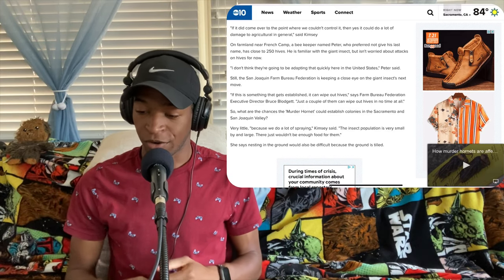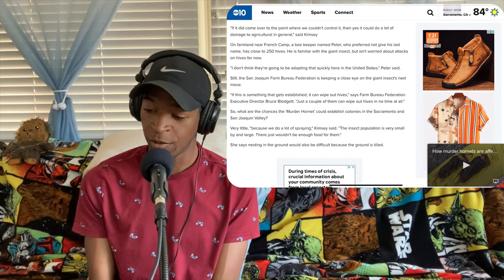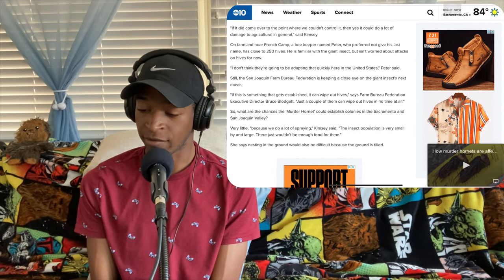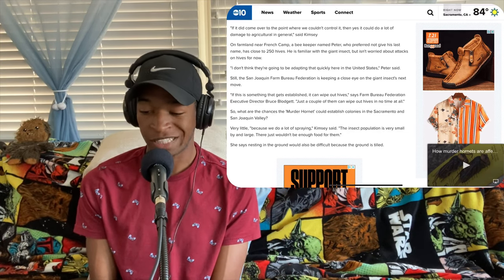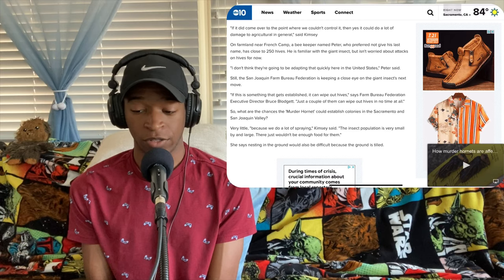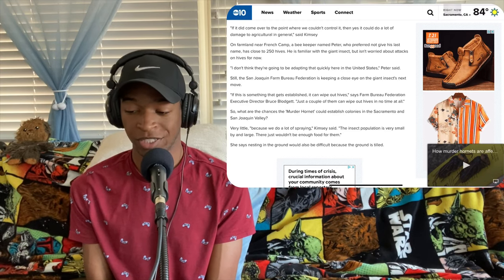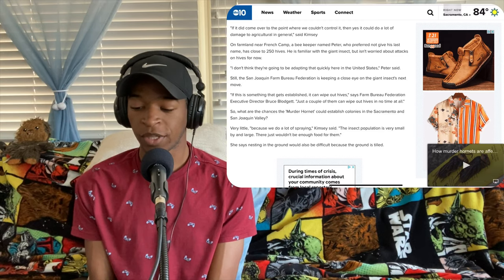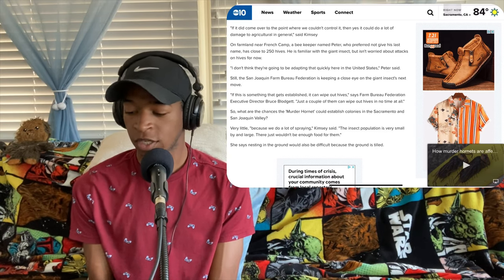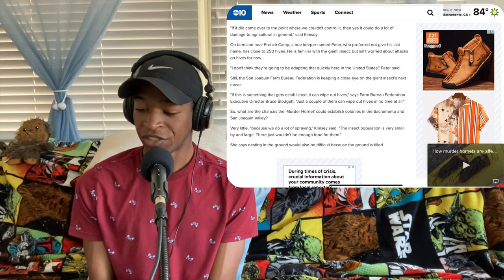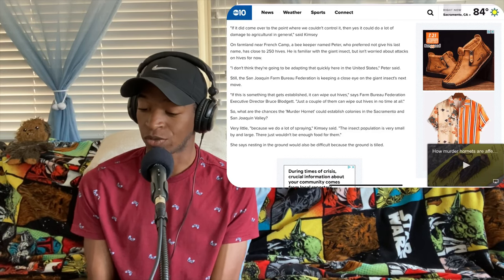On farmland near French Camp, a beekeeper named Peter, who preferred not to give his last name, has close to 250 hives. He is familiar with the giant insect, but isn't worried about attacks on hives for now. I don't think they're going to be adapting that quickly here in the United States, Peter said. Still, the San Joaquin Farm Bureau Federation is keeping a close eye on the giant insect's next move. If this is something that gets established, it can wipe out hives, says Farm Bureau Federation Executive Director Bruce Blodgett. Just a couple of them can wipe out hives in no time at all.